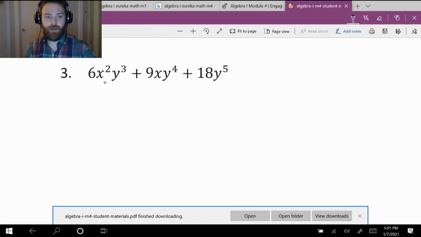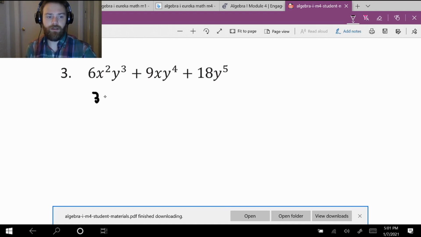This term has x squared, y cubed, and this term has x y to the 4th, and this term has y to the 5th. So not every term has an x, but every term has at least a y. So if I think about expanding this, every term is divisible by at least 3. I take a look here and I ask myself, can I divide 9 by 6? Is that a larger number I can divide by? And the answer is no. So the highest number I can divide each one of these terms by is 3.